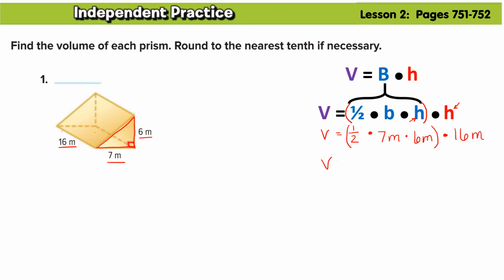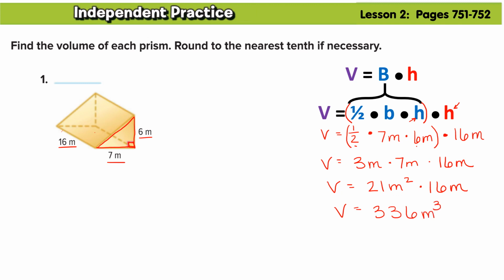Now I'm going to multiply 1/2 times 6 meters, because I can do that mentally. 3 meters times 7 meters times 16 meters. So volume equals 21 meters squared times 16 meters. So volume equals 336 meters cubed.